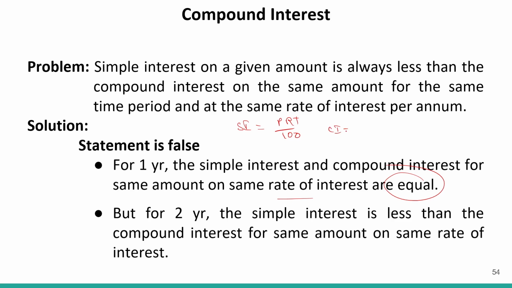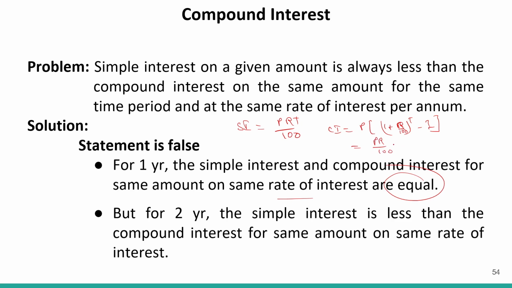And CI is equal to what? P into (1 plus R by 100) whole power T minus 1, right? This is what we have. So for 1 year, T is equal to 1. So it is PR by 100, right?